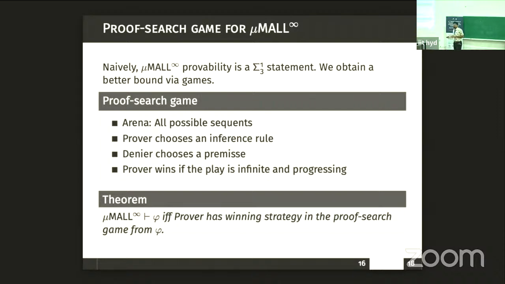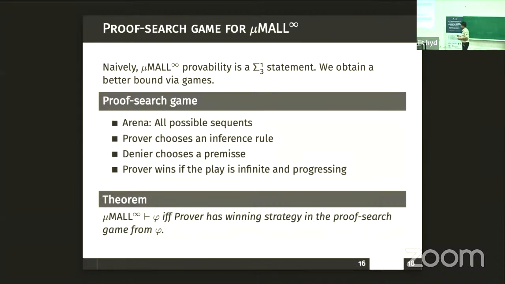But now we get an interesting bound using a proof search game. So this is also one of those techniques which might be useful somewhere else. So we build proof search games. This is pretty standard. The arena is the set of all possible sequents. The prover chooses an inference rule. The denier chooses which premise to go to. In fact, in the tensor situation, by the way, the prover also chooses how to branch this context.